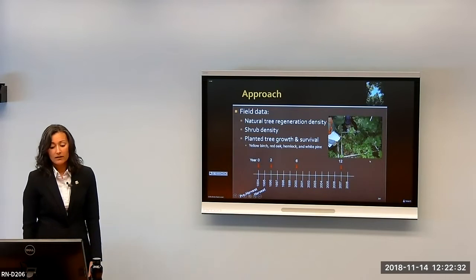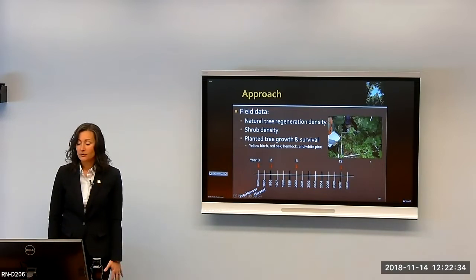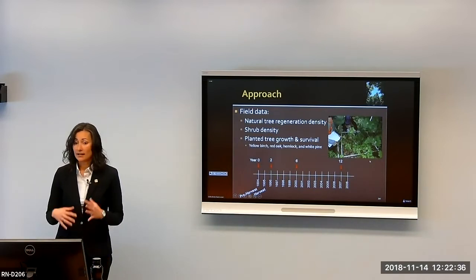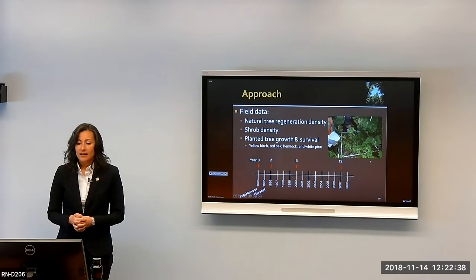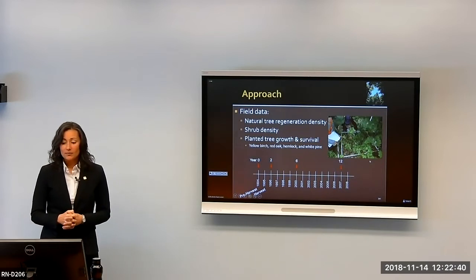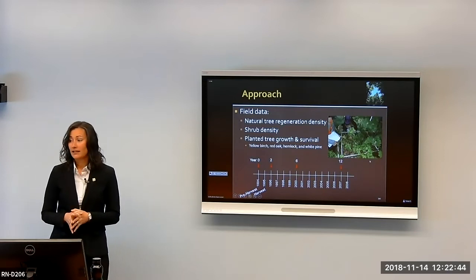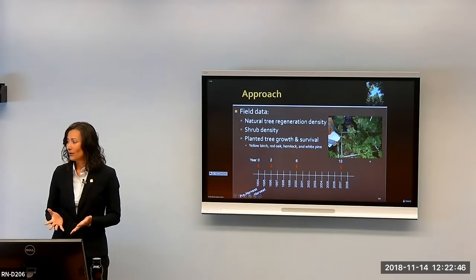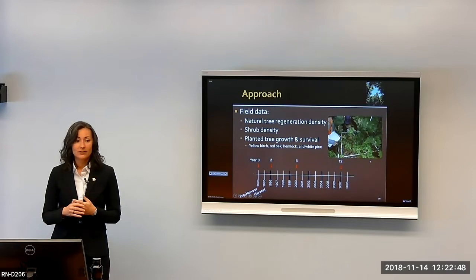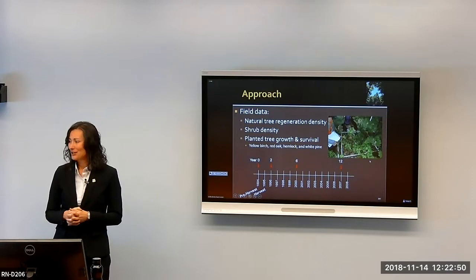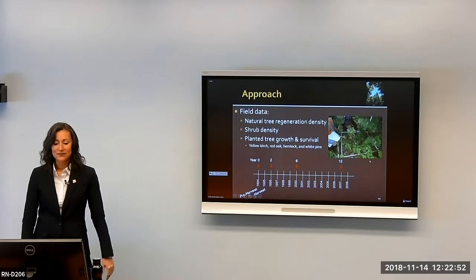So we collected information on tree regeneration and other woody plants and herbaceous plants. And we did this 4 times over 12 years. We actually did remeasure this site this summer. It's year 24, but we're still entering data, so I didn't have enough time to share with you another decade of information.